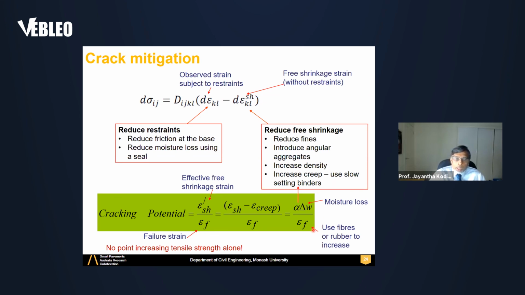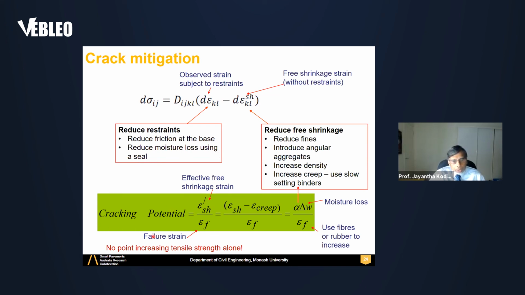On the other hand, you can reduce the restraints or increase the observed strain. So reduce the friction at the base, so free shrinkage can take place more. Reduce moisture loss using a seal. You can see here, moisture loss is important. If you can reduce moisture loss by putting a seal, you can reduce the stress development and potential cracking.